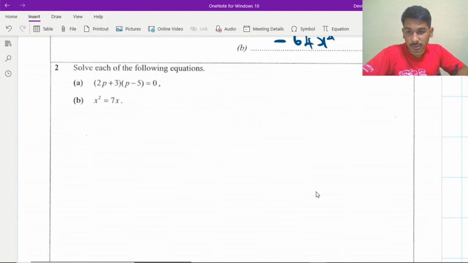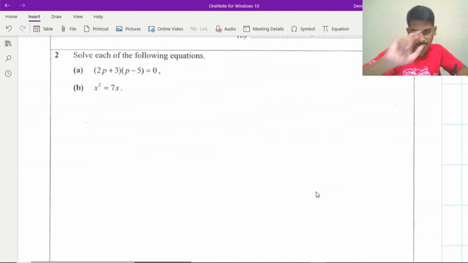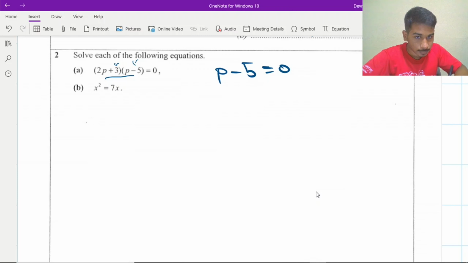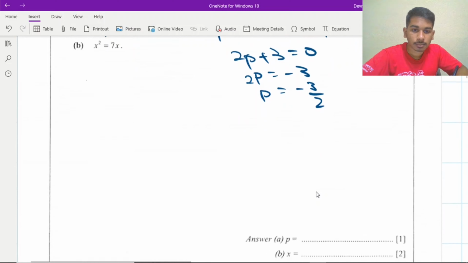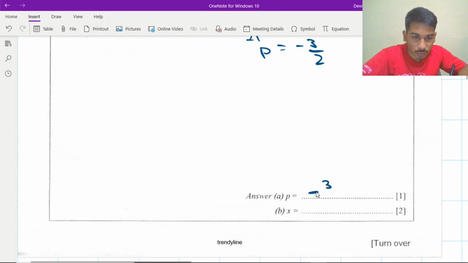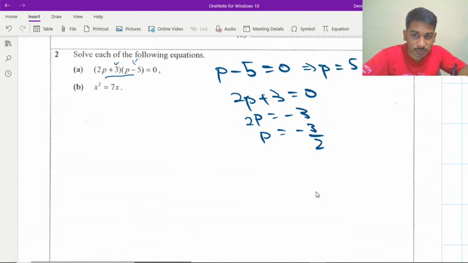Solve each of the following equations. Okay, this is a quadratic equation, kind of. For this thing to be 0, we need one of them to be 0 because a number times 0 will give you 0. So we want p minus 5 to be 0. That will mean p is 5. Or we want 2p plus 3 to be 0. So that will mean 2p is equal to negative 3 and p is equal to negative 3 over 2. So p is equal to negative 3 over 2 or p is equal to 5.